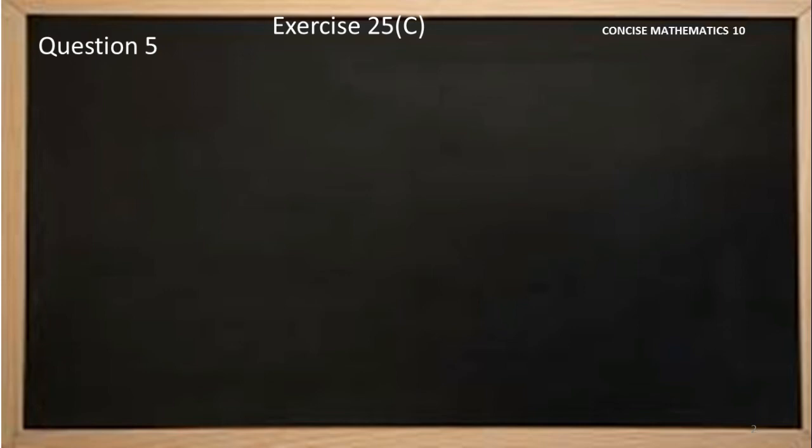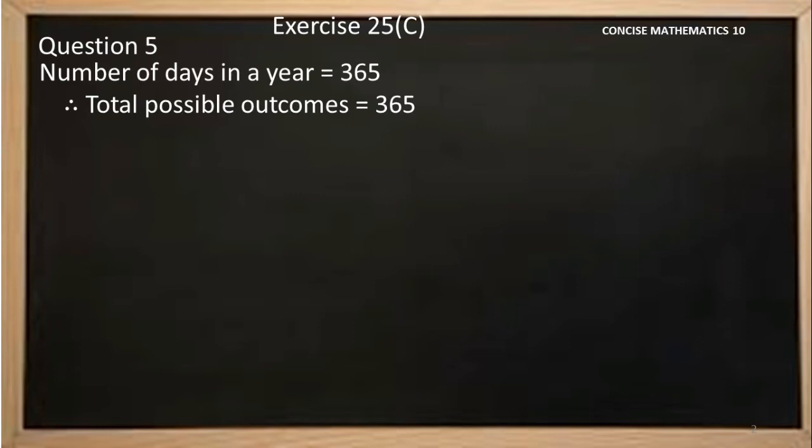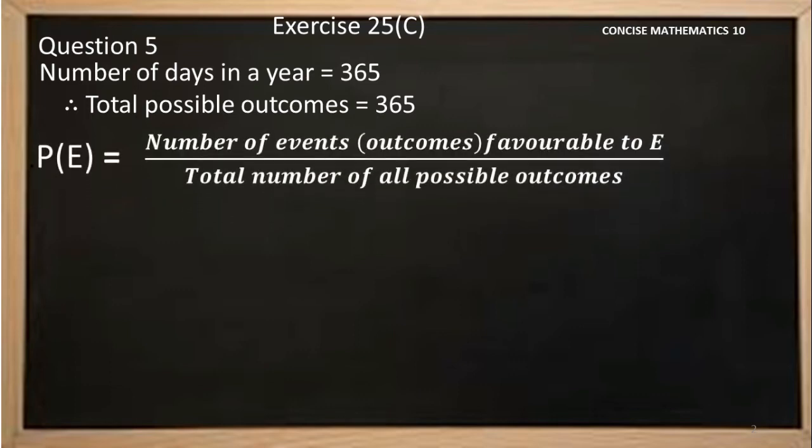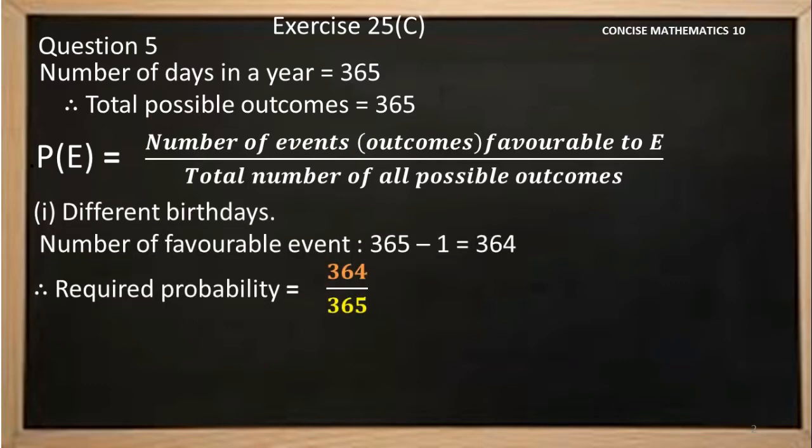See, out of A and B, one may have his birthday on any one of the 365 days of the year. That means the total number of days in a year is 365, hence total possible outcomes is equal to 365, and the formula remains the same. They told us to find the probability that both friends will have birthdays on different days. Imagine, children, if one is having a birthday on any one particular day, then the other one cannot have the birthday on the same day.